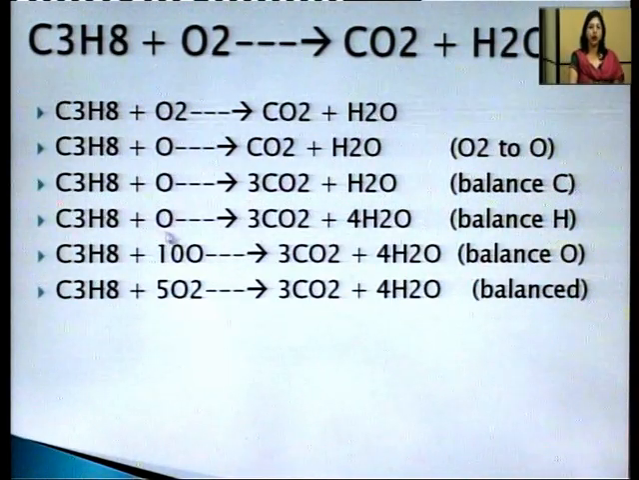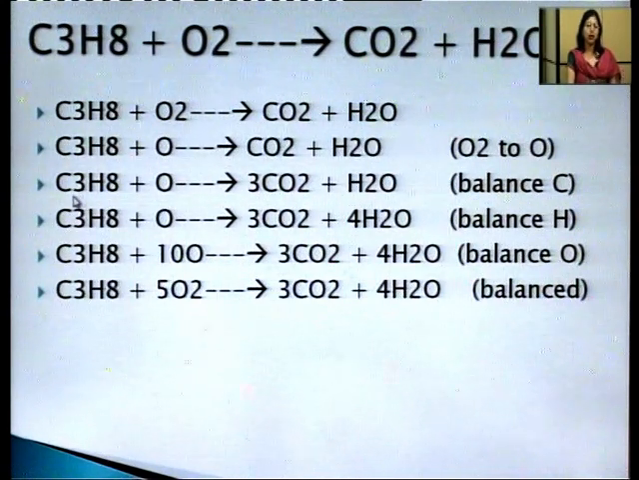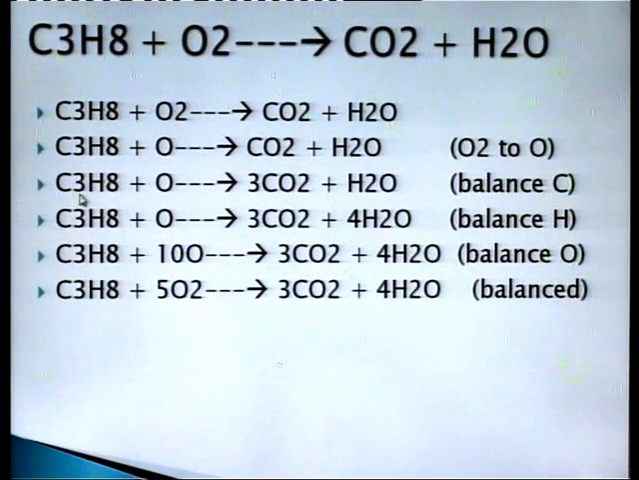Now, let us start balancing from carbon. There are 3 carbon atoms on the left hand side, but this side contains only 1 carbon atom. So, to balance the carbon, multiply CO2 by 3 so that the number of carbon atoms becomes the same.